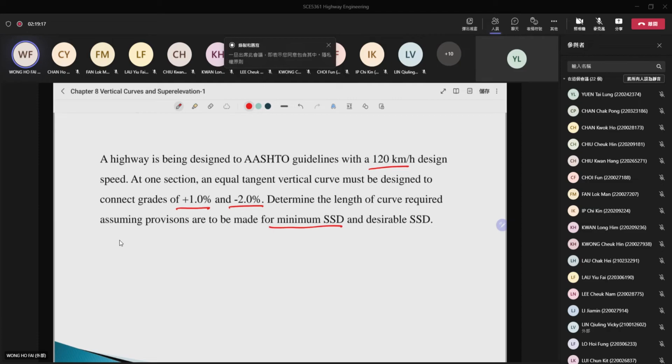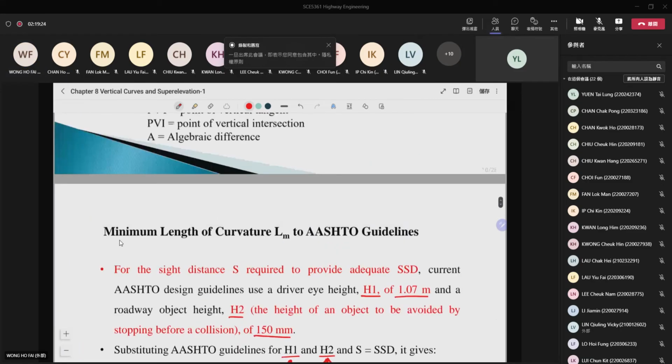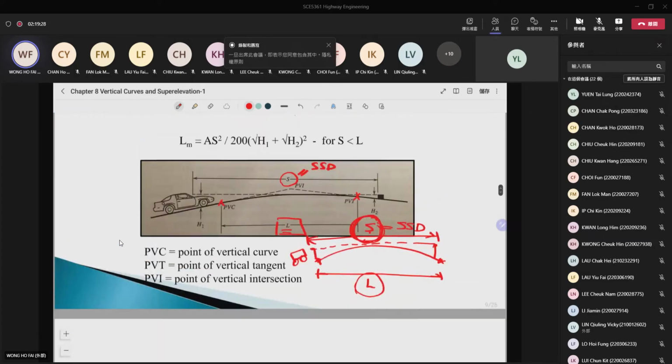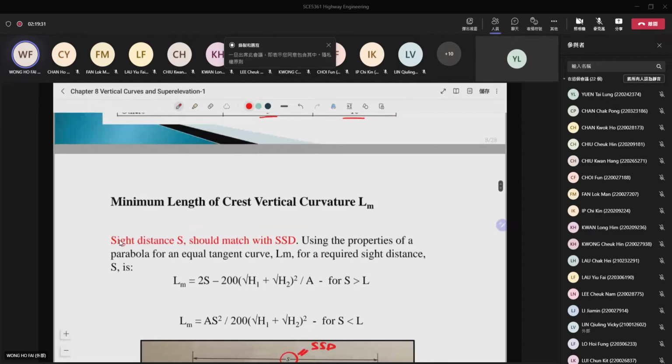Now right here, we want to determine the length of the curve required. So we will use these two equations, either the first one or the second one. For here, we need to try and see which one we are going to use. So first of all, because we want S equal to SSD, we need to know what SSD is. For here, SSD is the stopping sight distance. But as I mentioned, we have plus or minus.